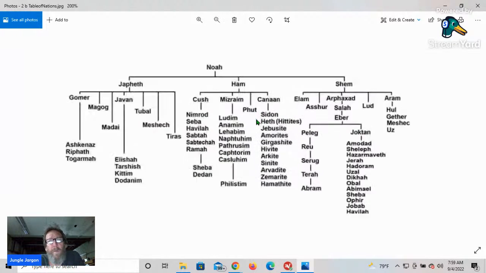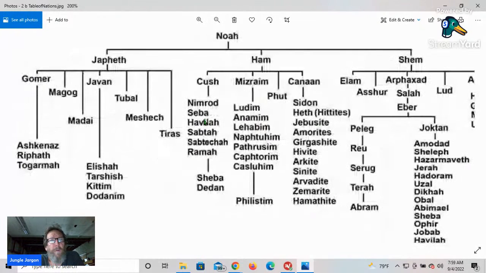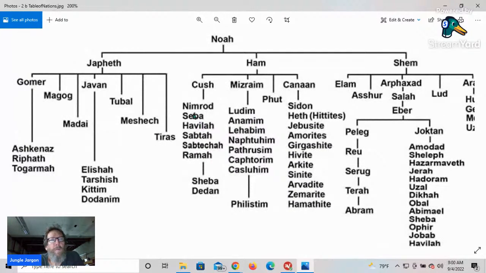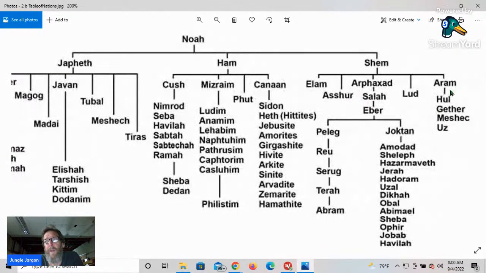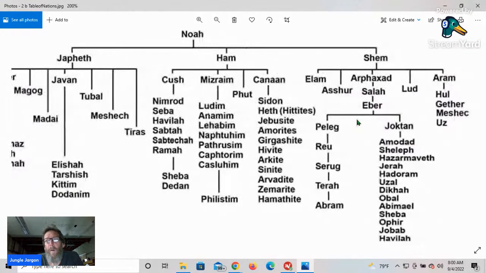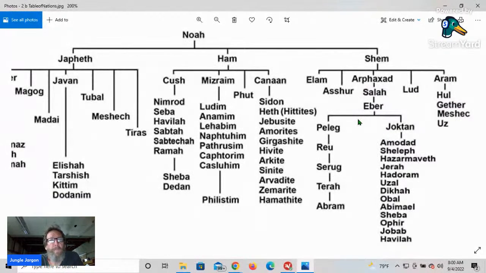So, this is a table of nations here. Japheth is the oldest son. Ham is the youngest son. Shem is the middle son. And of course, the Semitic population being Elam, Asher, Arpachshad, Lud, and Aram. Okay.